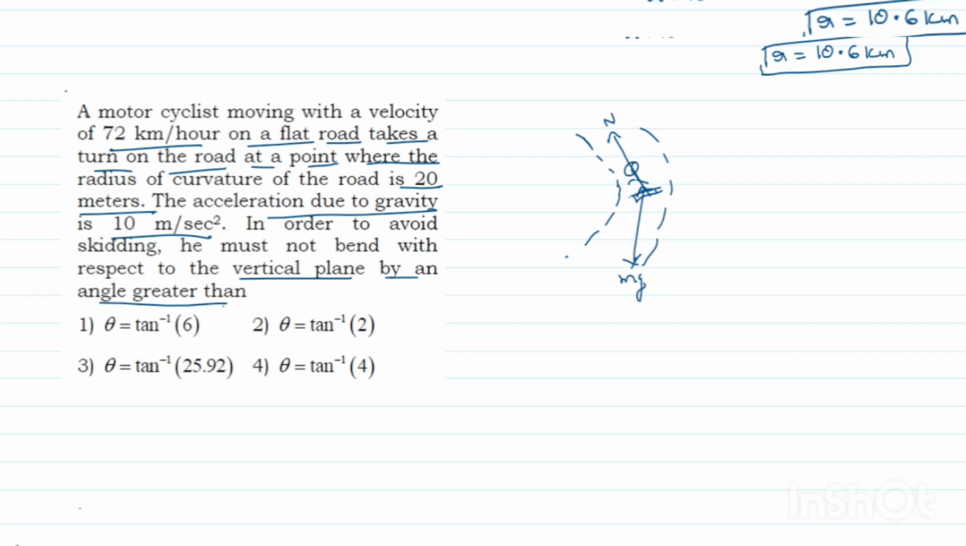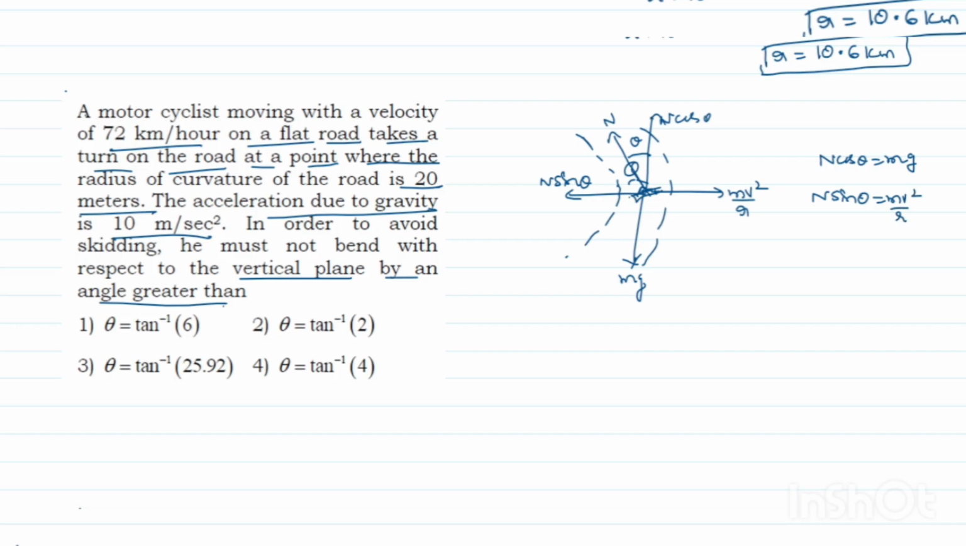Here this normal reaction, if it is making an angle theta with the vertical, has a component N cos theta. Perpendicular to this, we have N sin theta. An outward force has to be balanced, which is the centrifugal force. Then we equate the components: N cos theta will be equal to mg, and N sin theta can be balanced by mv square by r.